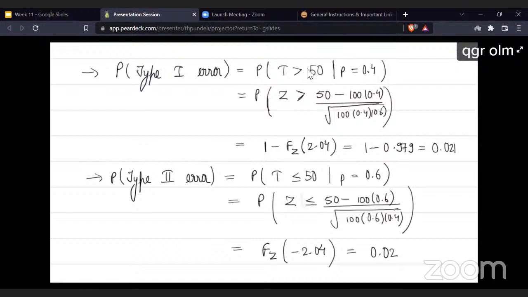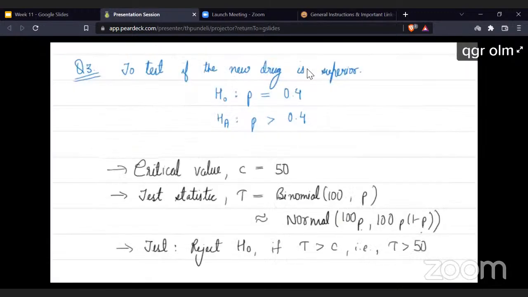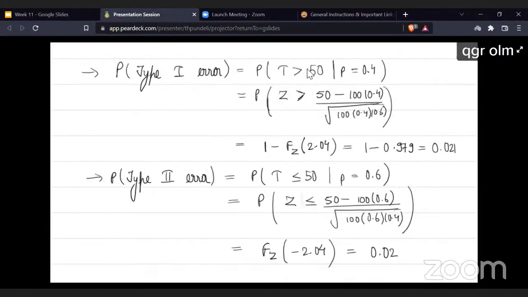Similarly, you can find the type 2 error. So what is type 2 error? Given your alternative is true. Here the alternative was given to be p equal 0.6. So given your alternative is true, you are going to accept H0, right? Accepting H0 means T should be less than or equal to 50, because you were rejecting your H0 when T was greater than 50. So again, the same thing, you will convert this to the standard normal form, and it will become Fz of minus 2.04, and this will come out to be 0.02.